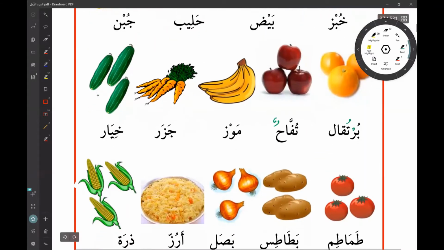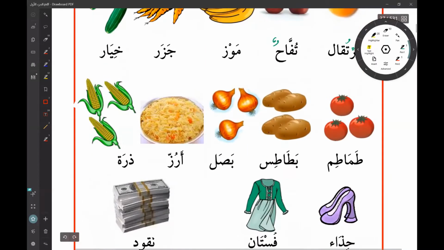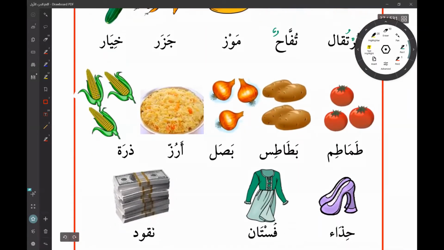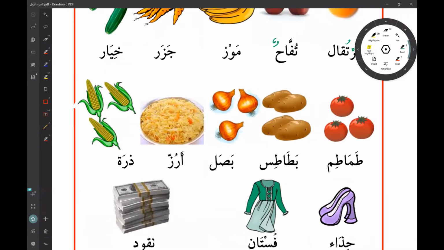Jazar, carrots. Khiyar, cucumber. Tomatim, tomatoes. Batatis, potatoes. Basal is onion. And we have aruz, which is rice. There's another way we can say rice, which is ruz, without the hamza in the beginning. Okay, ruz. Okay, that's fine. We can say aruz, we can say ruz.